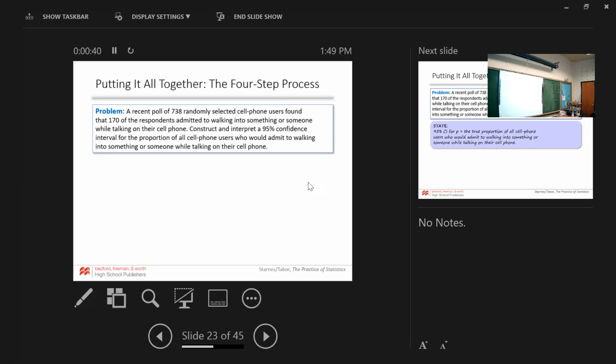Construct and interpret a 95% confidence interval. So ready? You get 1 point for that interval. You get 1 point for the interpretation. You get 1 point for identifying what the parameter is and what the test is, and you get 1 point for the conditions. So if you just write the interval, that's 1 out of 4, you're on your way too.